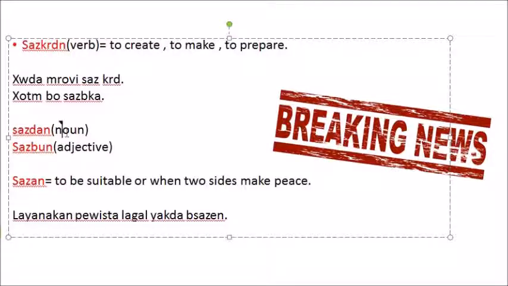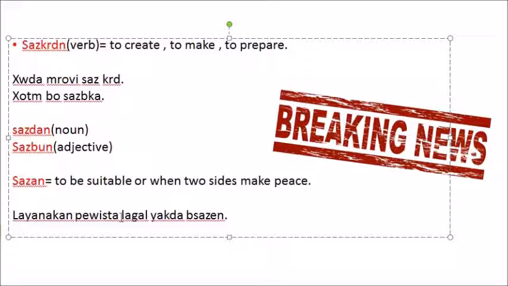Sazdan is a noun, and it actually means to be prepared or preparing. Okay, something like that. Sazbun is an adjective. For example, min sazdabim means I will be ready. Here it's kind of an adjective. Then we have sazan.